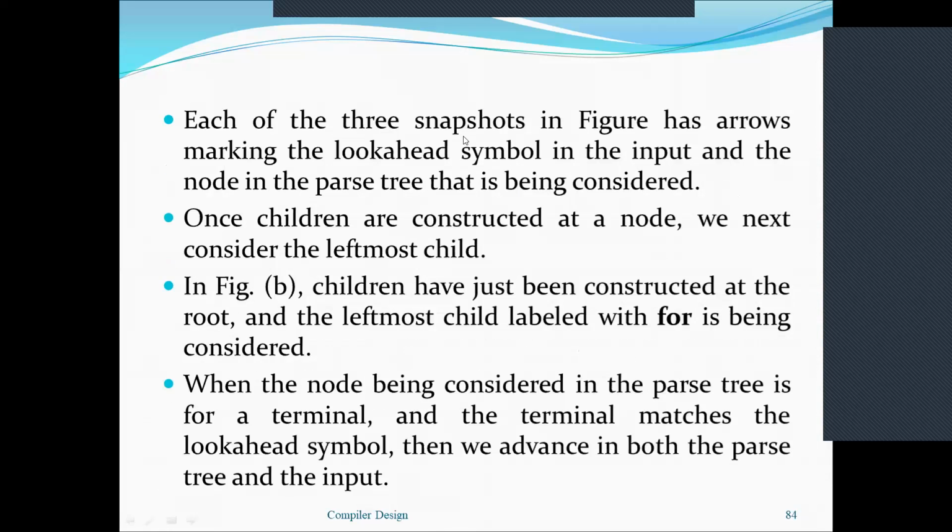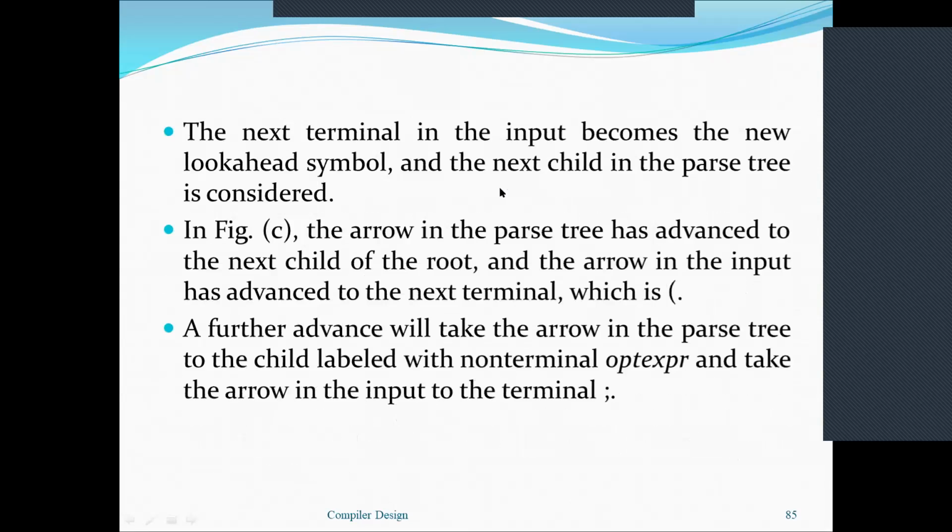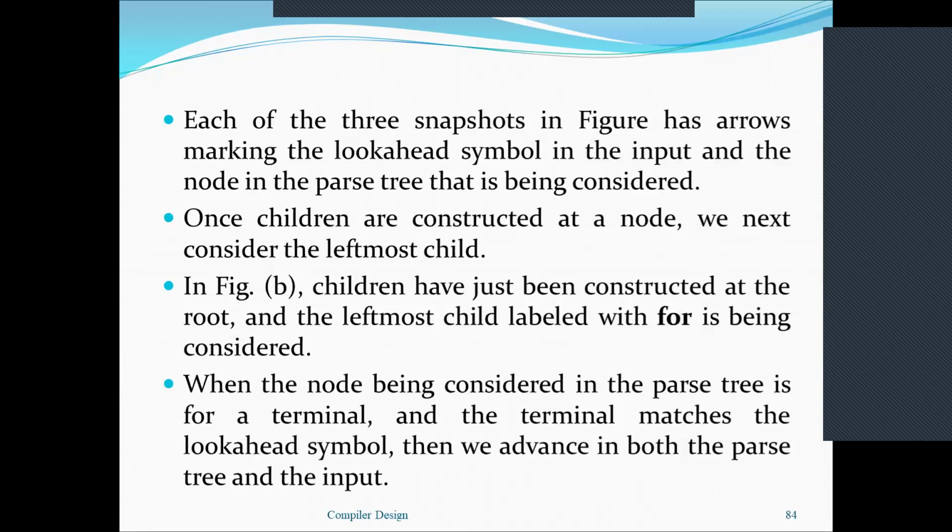So each of the three snapshots in the figure has arrows marking the look ahead symbols in the input and the node in the parse tree that is being considered. Once the children are constructed at a node, we next consider the leftmost child. Once all the children are constructed, we start scanning them one by one from the leftmost child. As in figure B, you can see children have just been constructed at the root, and the leftmost child labeled with for is being considered.